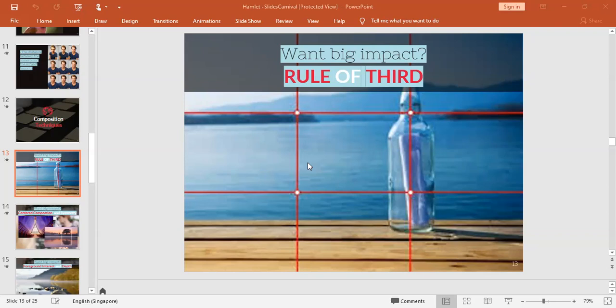So rather than placing an object in the middle of the screen or the photograph, we'll use more space on the right side or the left side. We'll divide the space into three: two-thirds will be the space, and one-third will be the space in less.